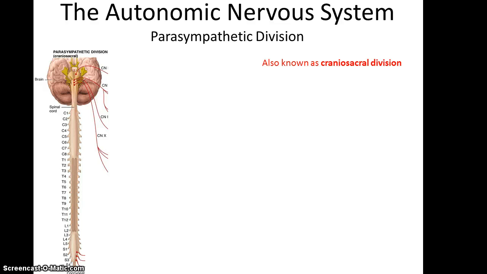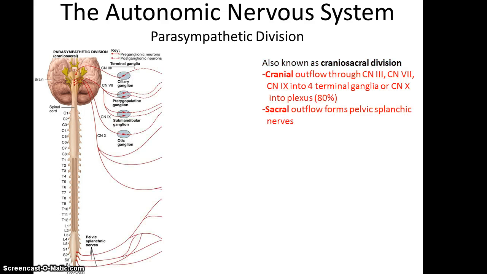Now we get to the parasympathetic division. It is also known as the craniosacral division because it's either coming out of the brain itself or from the sacral area of the spinal cord. When it comes out of the brain, it is flowing through specific cranial nerves, specifically cranial nerves 3, 7, and 9, which terminate in 4 terminal ganglia in the head, or it's going through cranial nerve 10, which then enters various plexuses to innervate many of the organs found in our trunk.